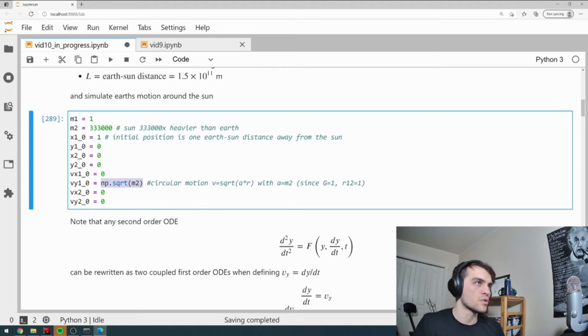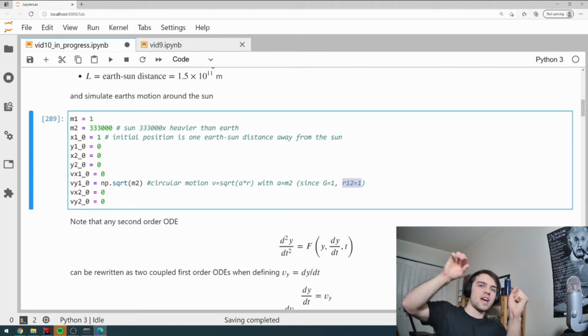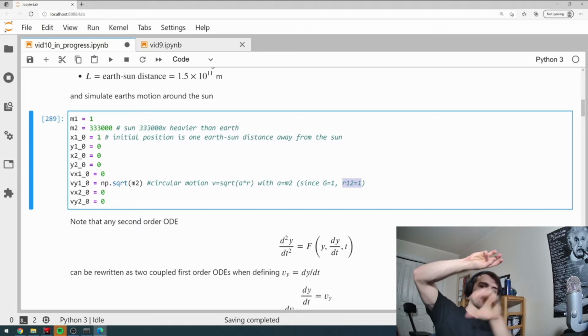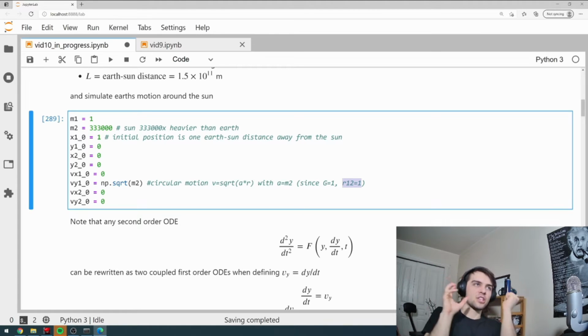And you might think that's confusing, but circular motion requires v is the square root of a times r. But if you have the acceleration formula where G is equal to 1 and the distance is equal to 1, then instead of a is GM over r squared, the G and the r squared are both equal to 1, so a is just equal to the mass, and that's the mass of the Sun. And so this a times r, well, r is equal to 1 and a is equal to M2, right? And so I just have the square root of M2.